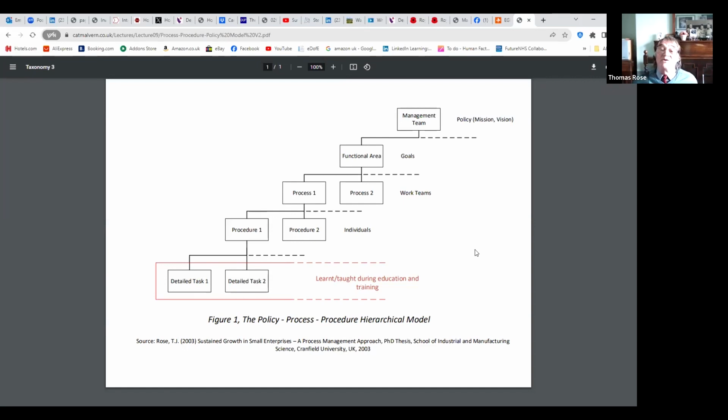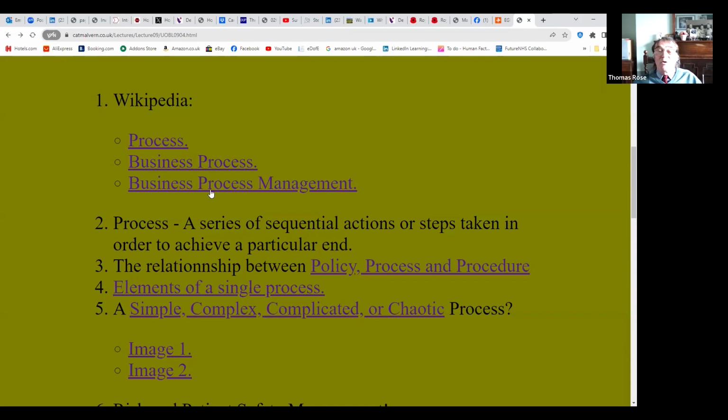So we've got the vision at the top. We've got goals for each functional area. Within each functional area, we've got work teams, we've got processes, we've got procedures, and we've got detailed tasks. And that's really a hierarchical diagram to show the difference between your work standard, your process, and your detailed task. I don't know if that was clear enough.